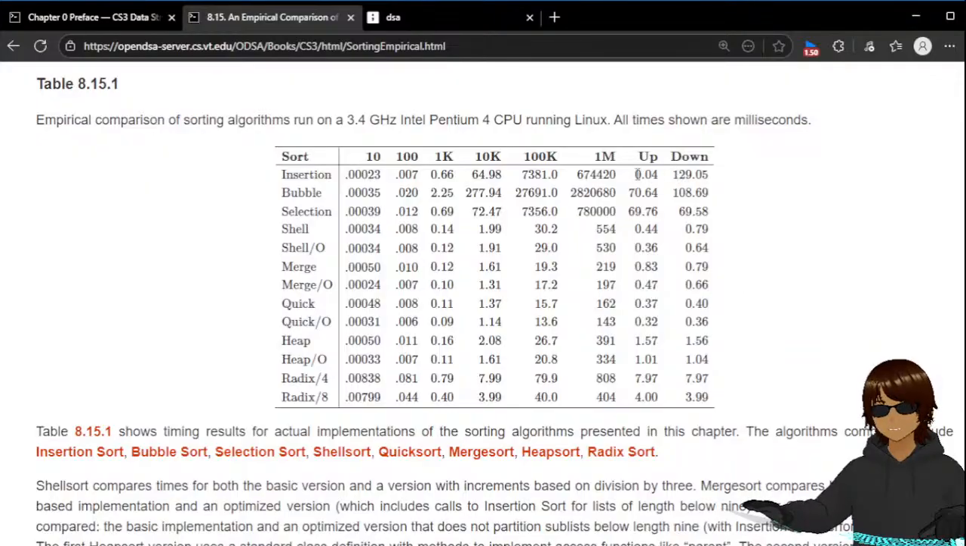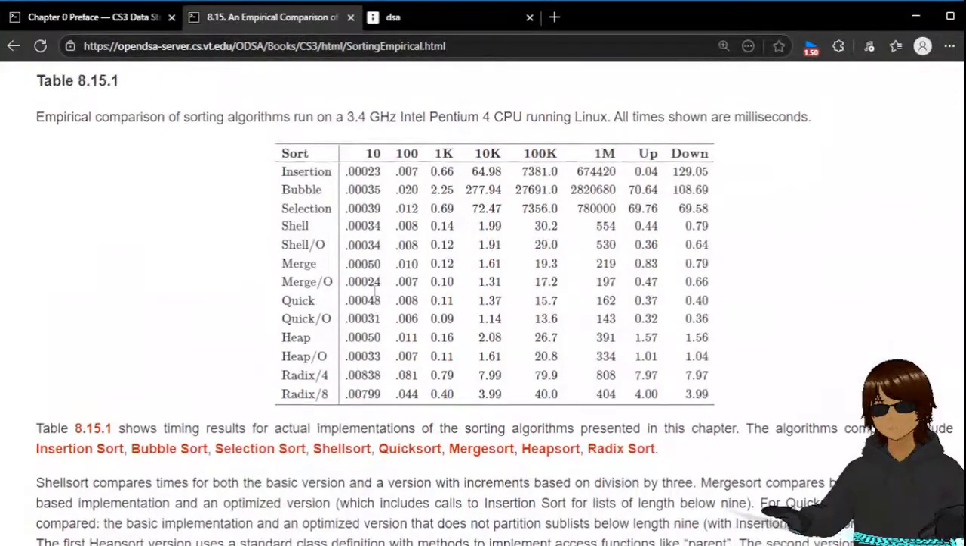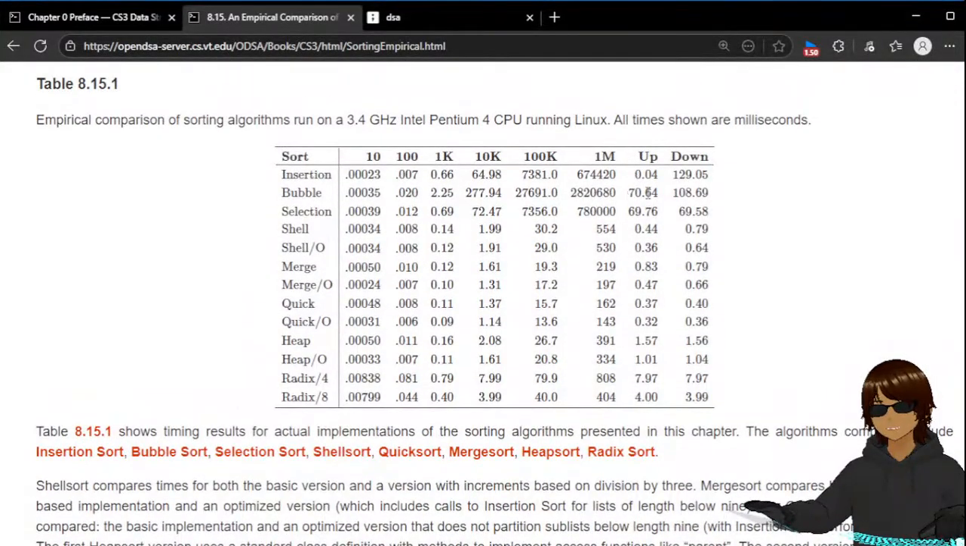Okay, insertion sort is not going to make any difference. This is for 10K, right? This is 10,000. Bubble sort is bad. Selection. So insertion got its best case. If it's descending, then quick sort still wins. Actually, no. Quick sort with optimization wins.